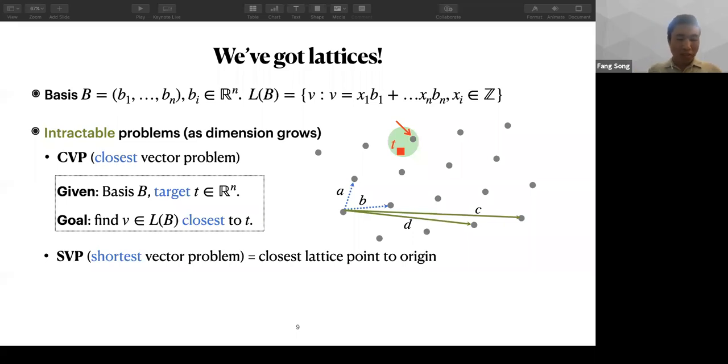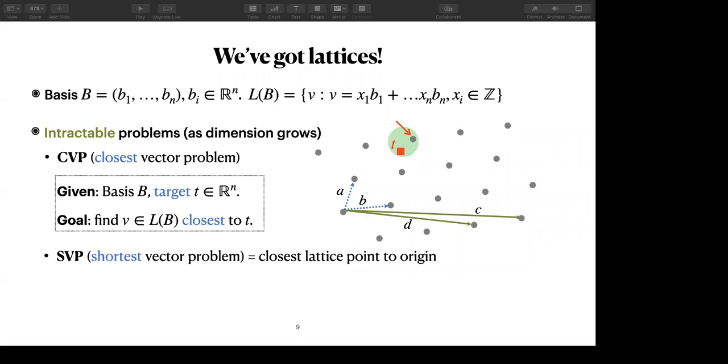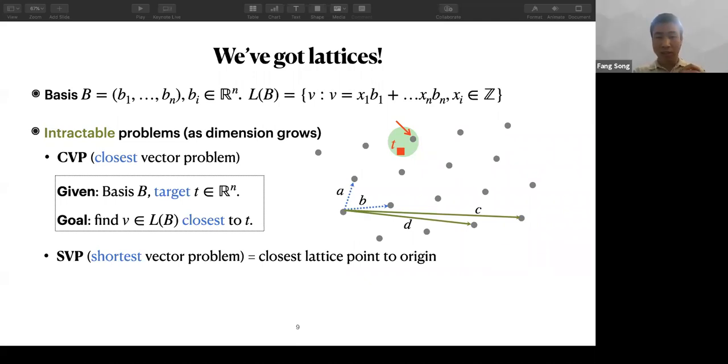Okay, well, this is because this basis AB I gave you is kind of a good one. They are already short and they're kind of orthogonal to each other. But imagine if I give you another basis, this CD basis. I guess it's less straightforward to figure out the shortest vector. And in fact, coming up with a good basis is essentially as hard as solving these problems.